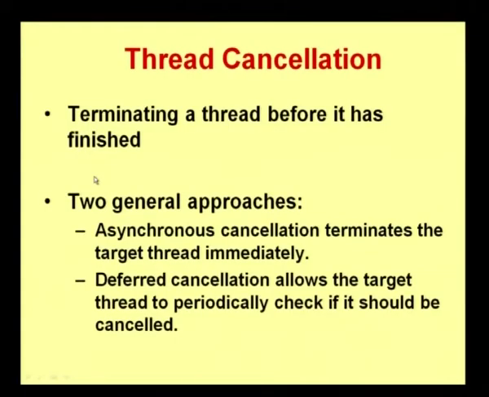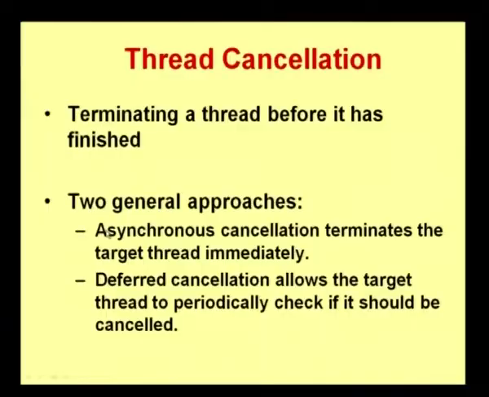Before we see the types, first we will see what a thread cancellation is and how it happens. Thread cancellation is nothing but terminating a thread before it has finished. What does it mean? You are stopping a thread from its action. Some process is going on and you want to interrupt that particular process and get out of it. So before it gets completed, you are trying to stop that process.